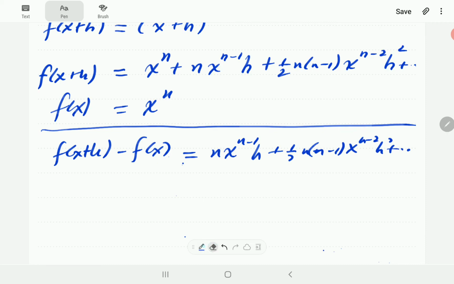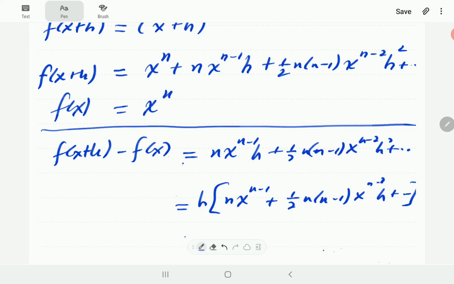Now the thing to remember is that the powers of h here are going up. So h here, h squared, the next one will have h cubed, then h to the power 4, etc. So all these terms will have a common factor of h. So we can write this thing like this, n minus 1 x to the power n minus 2 times h now, etc.